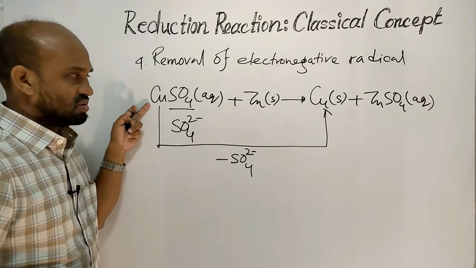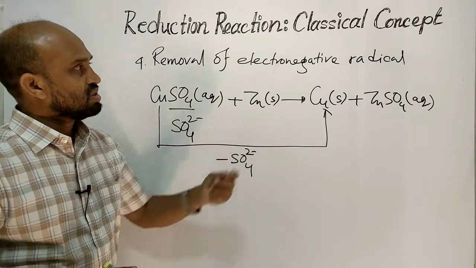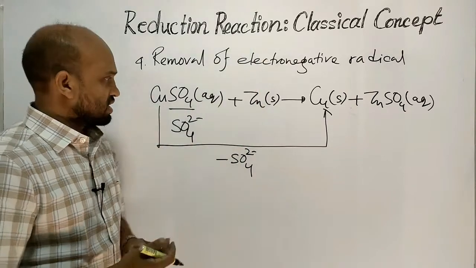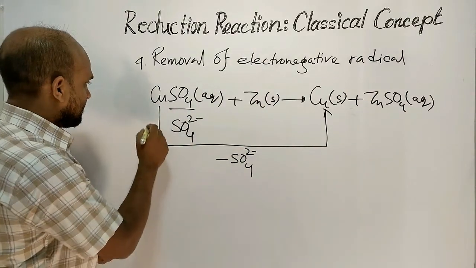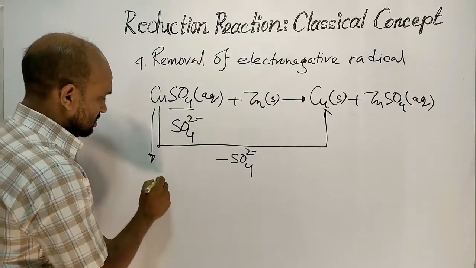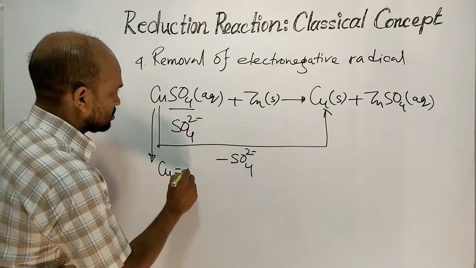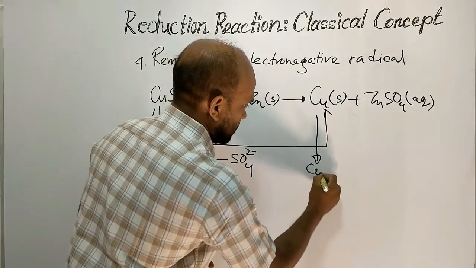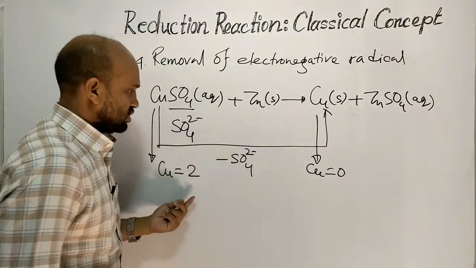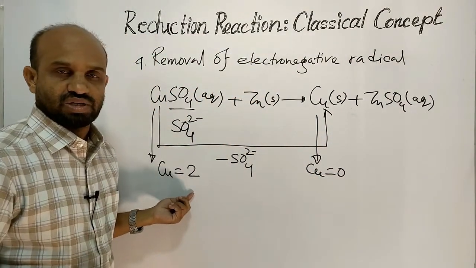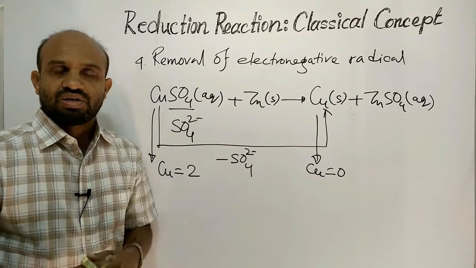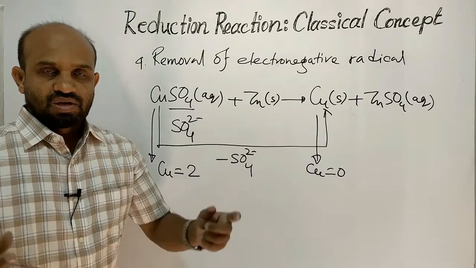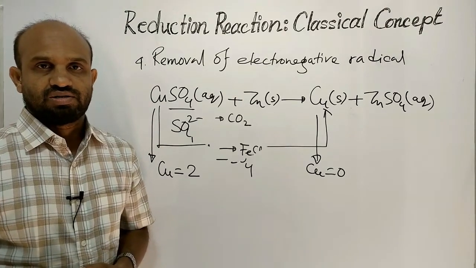This is because in this reaction removal of electronegative radical occurs. And another point is that here the valency of copper is 2, and here the valency of copper is 0, which is a decrease of valency. So the reaction is a kind of reduction reaction. Let's see the next point.